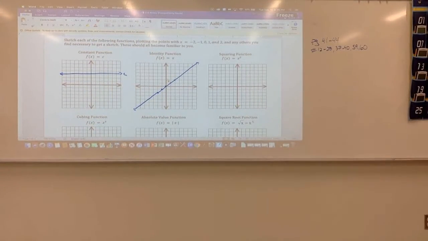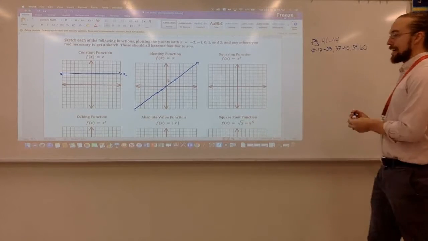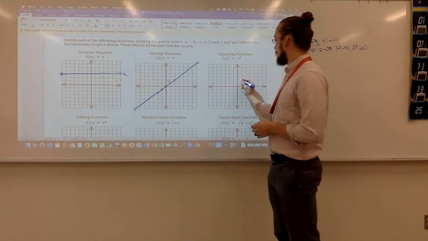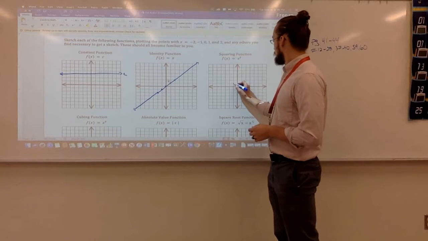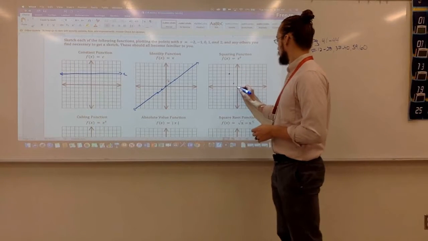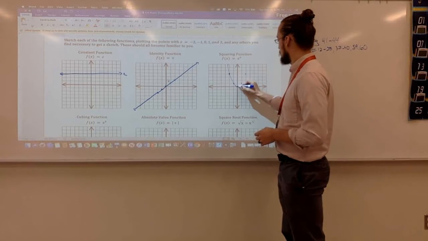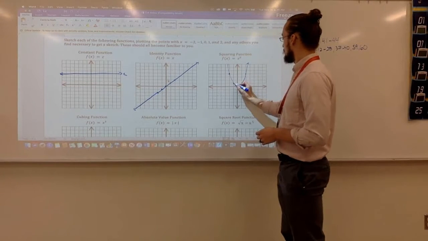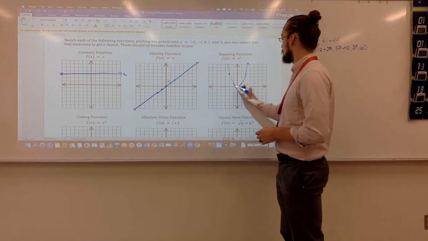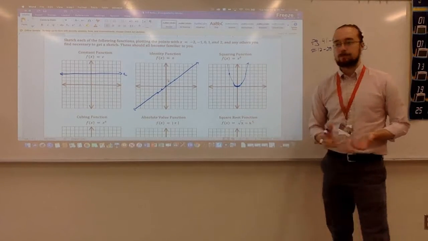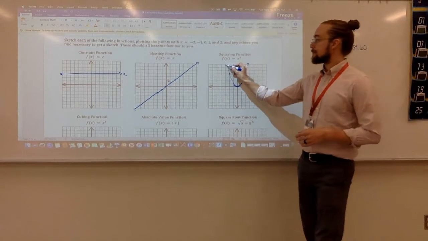Alright, let's make sure that we have the correct pictures for all these. Hopefully we all got x squared, right? If I plot these coordinate points, it'll look something like this, right? So we end up with a quadratic. Should be a little smoother down there. There we go. Okay, something like that.